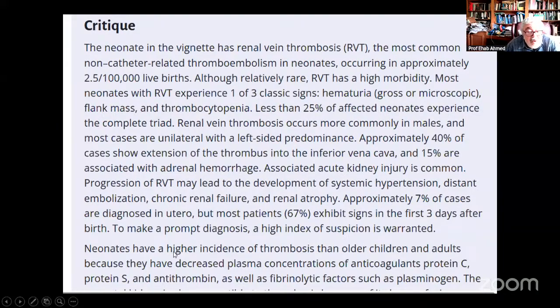Neonates have a higher incidence of thrombosis in general because they are more on the side of hypercoagulable state compared to the side of bleeding or coagulopathy state. They have more tendency for hypercoagulability than older children and adults, because they have decreased plasma concentrations of anticoagulants, protein C, protein S, antithrombin, and fibrinolytic agents like plasminogen.